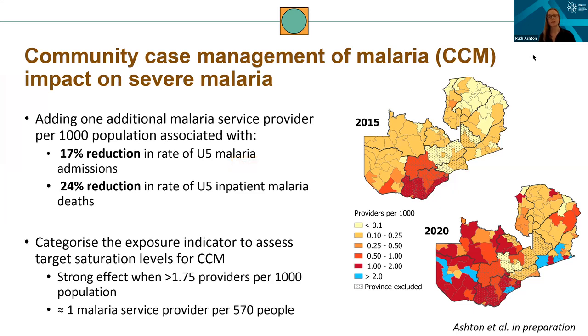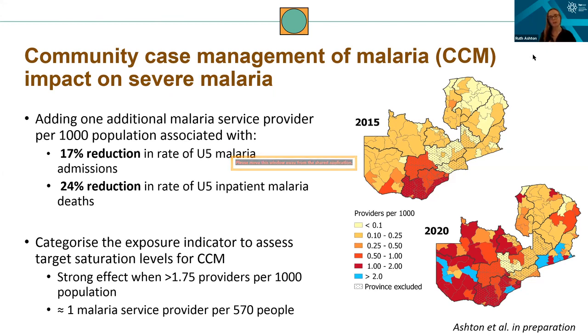And so the results were very promising. So we found that adding one additional malaria service provider per 1,000 population was associated with a 17% reduction in the rate of malaria admissions in children under 5, and a 24% reduction in the rate of malaria deaths among inpatients less than 5 years.